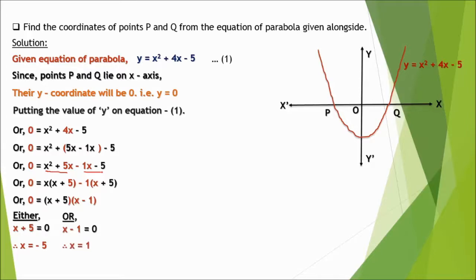Now points P and Q will take these values of x, minus 5 and 1. P is on the negative side, so the coordinates of point P will be (minus 5, 0), and the coordinates of Q will be (1, 0). As these 2 points lie on the x-axis, their y part will be 0.